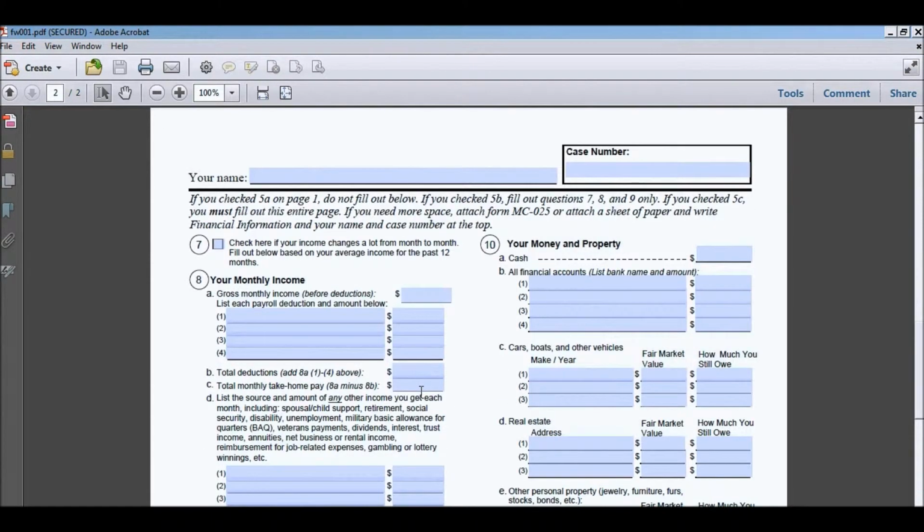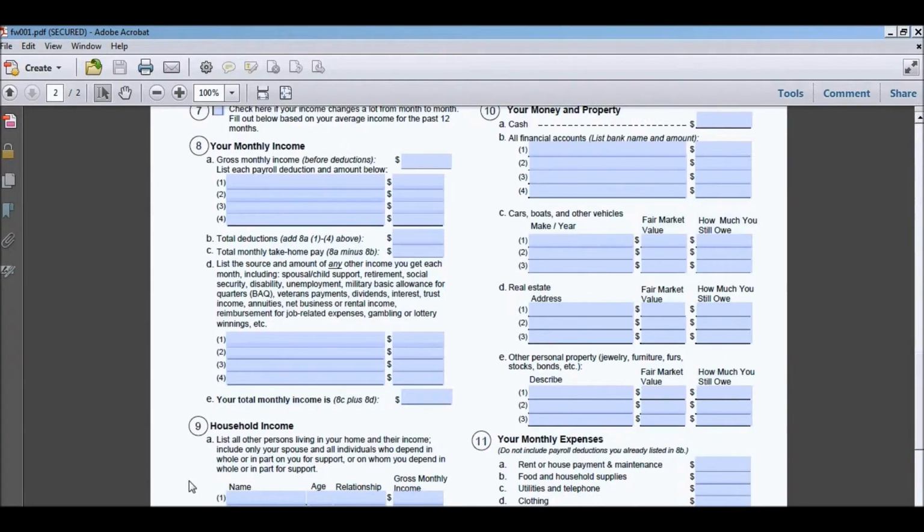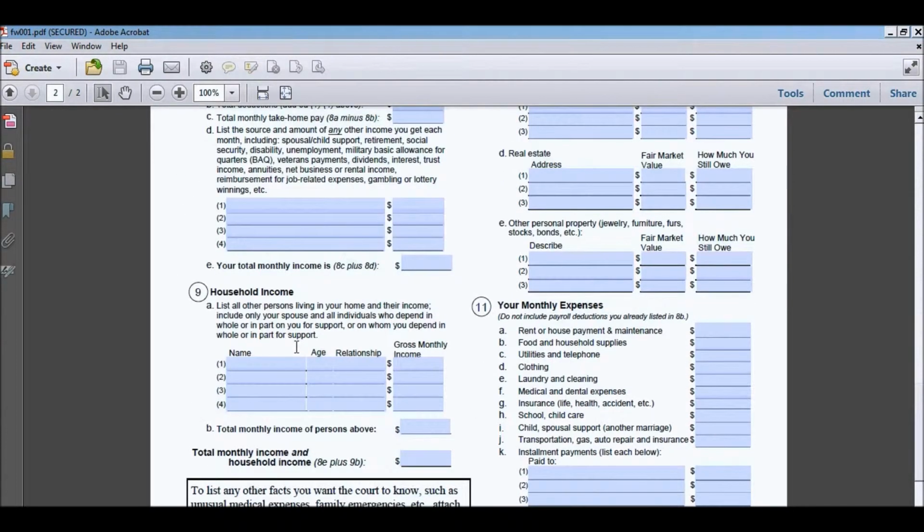And if your income varies per month, for whatever reason, then go ahead and check box 7 and fill out section 8 and section 9 based on a 12-month average for what you would get over the course of a year. So that's the left-hand side of this page. All the stuff in bubble 8, that's what you personally earn, and all the stuff in bubble 9, this is what members of your household earn, and you add it up, that's your total quote-unquote income.